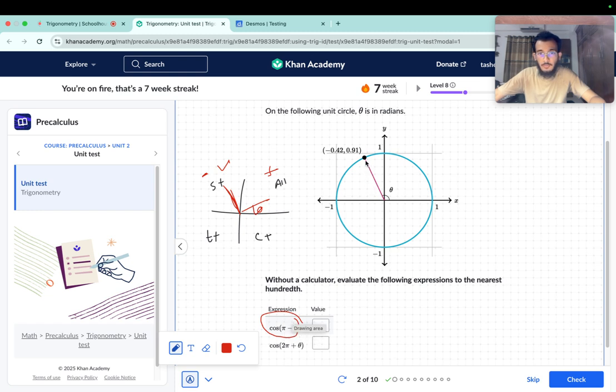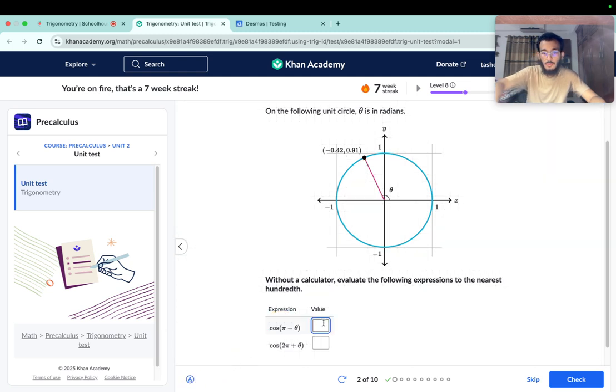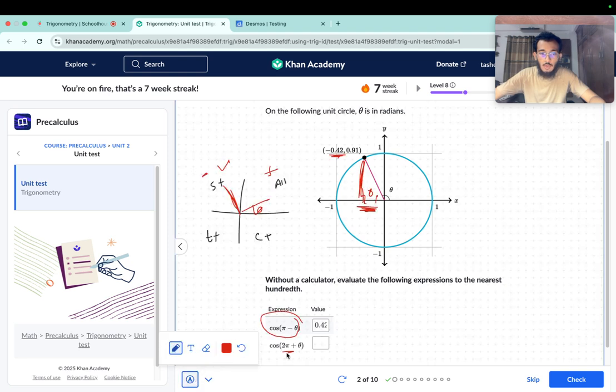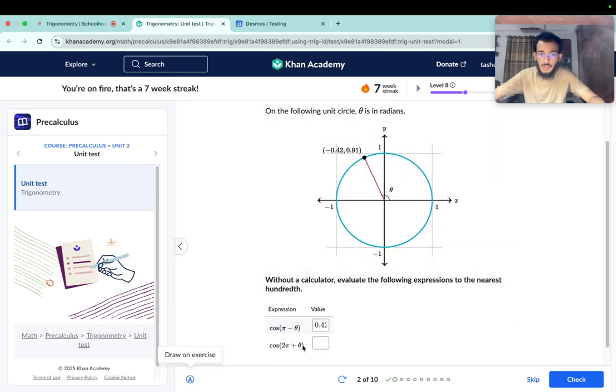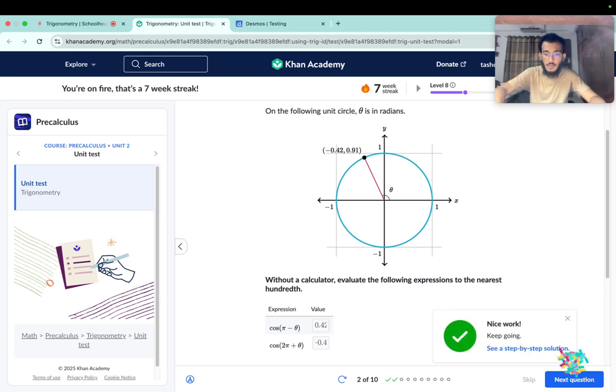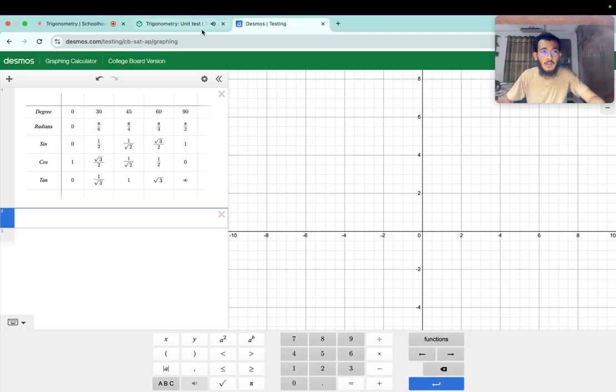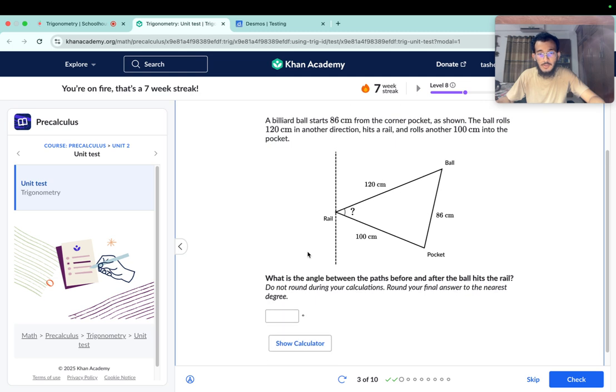So here the cos value is the adjacent one. If this is the theta, the cos value is this thing, which is the x-axis. So this would be 0.42, the reverse of that. And when you add 2 pi, you just reach the same place by rotating 360 degrees, so it doesn't change. It remains the same as what you have here, negative 0.42. Yeah, the table is not required here, but it will be required in future problems, hopefully.